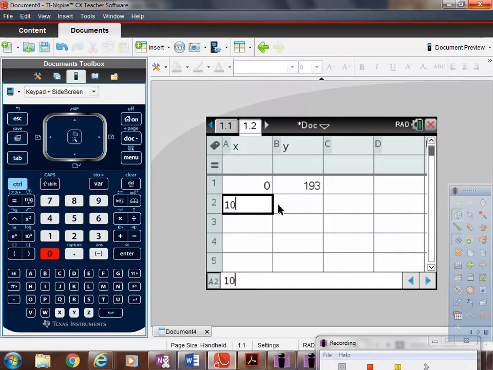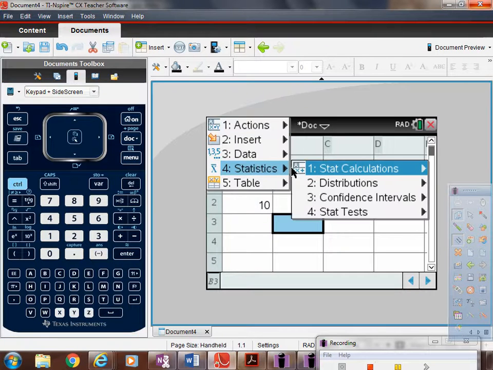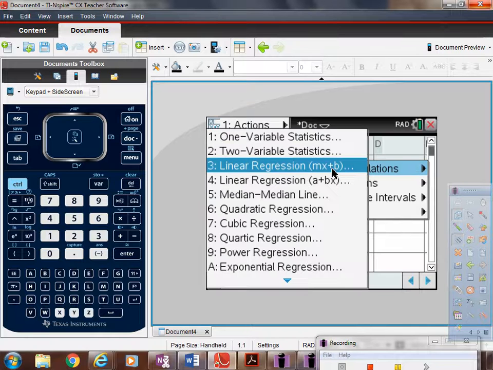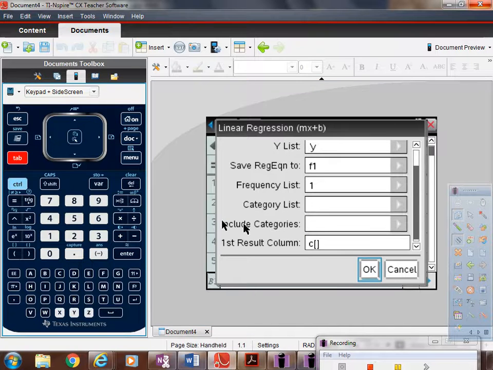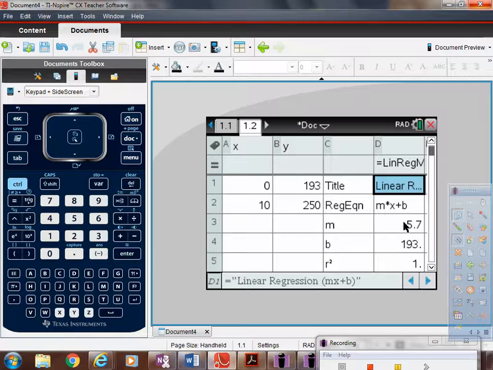If you want an equation, you go to Menu, go to Statistics, go to number 1, Menu 4.1, and then pick number 3, Linear Regression. Here you have to tell it where you typed your X list, which is under the X heading. That's why you need those headings. Here you tell it that the Y list is under the Y heading, and then you can hit Tab until you get to OK. And there's your linear function. This is your equation. The M is 5.7, the B is 193.